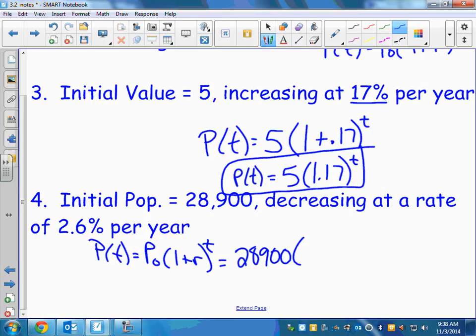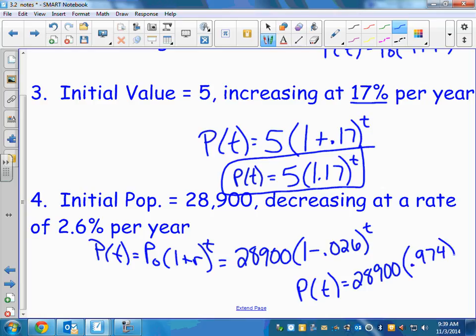So if I'm decreasing, right, then I'm going to subtract, and that would be, move that back two places, 0.026, right? You didn't do it. What's 1 minus 0.026? Also, not so bad to do, right?